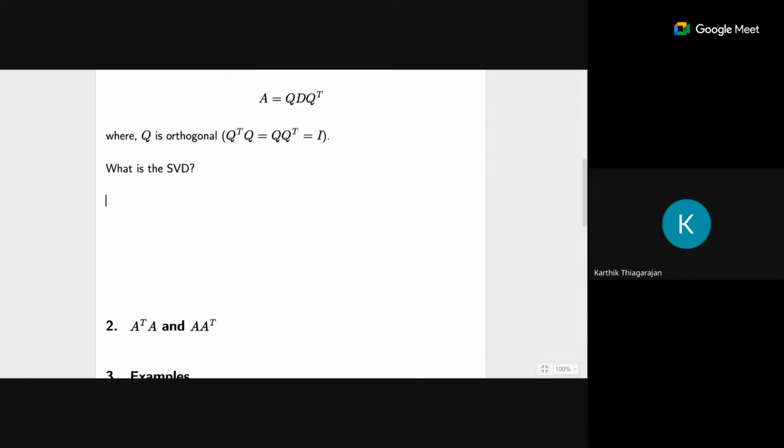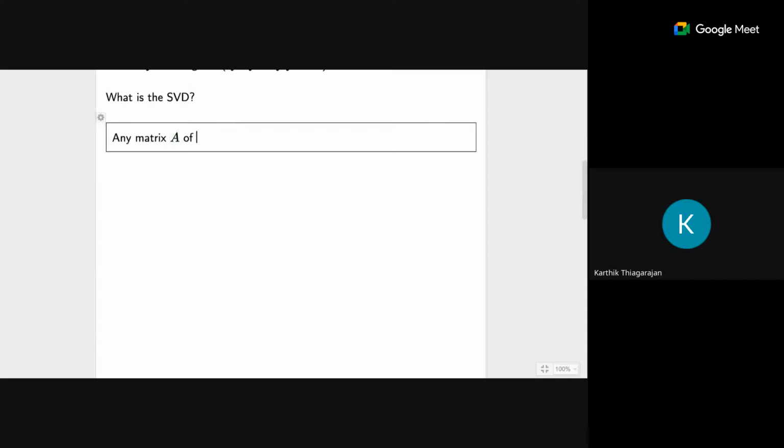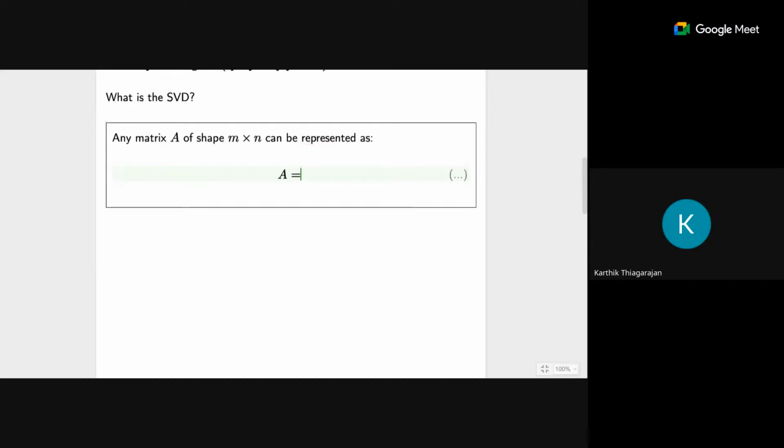So what is the SVD? As I already said, it's a way of breaking down a matrix into different parts. So this is the main statement. Any matrix A of shape M cross N can be represented as A equal to U Sigma.